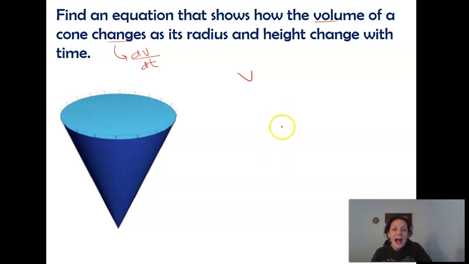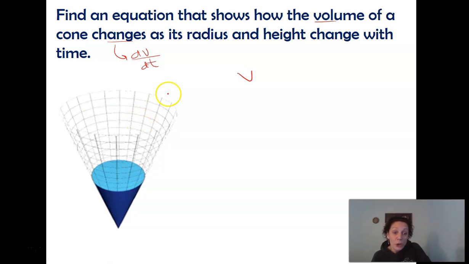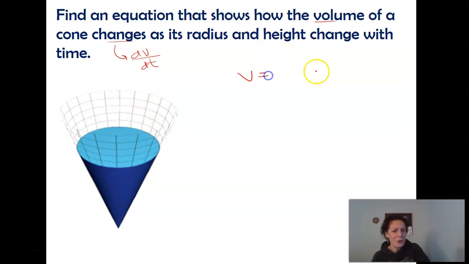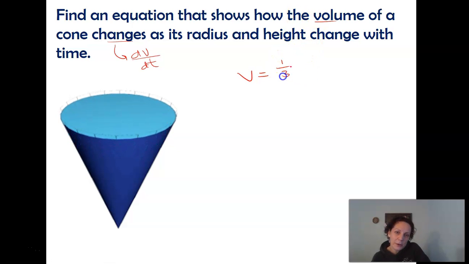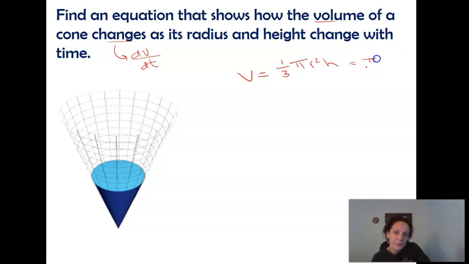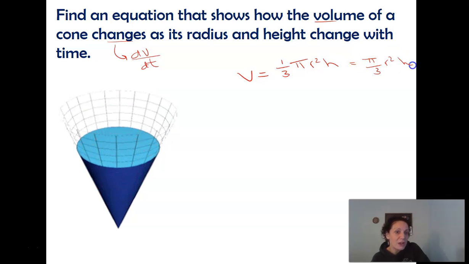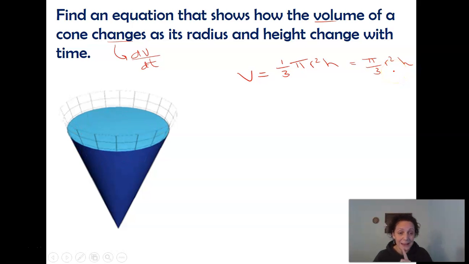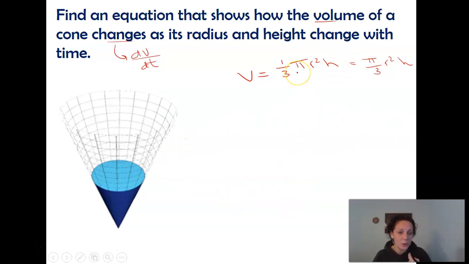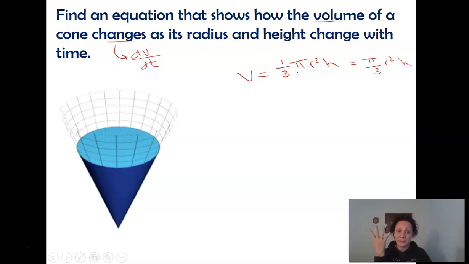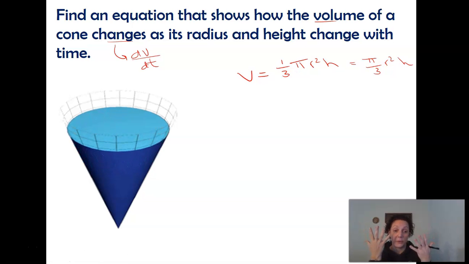Okay, now I need then the volume of a cone, right? So I know the volume of a cone. I like to think of it as 1/3 pi r squared h, or some people put the pi over 3 like this, r squared h, and that's fine too. Okay, now here's the key. In the equation that you write, you're going to say, okay, I need an equation for volume. I need to find a dV dt, so I've got to write an equation for volume.